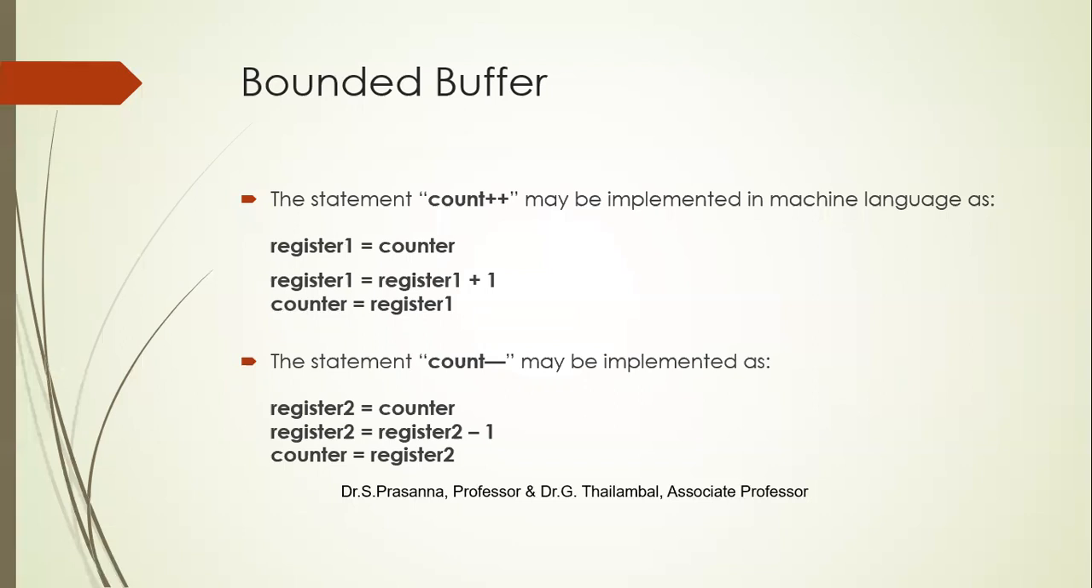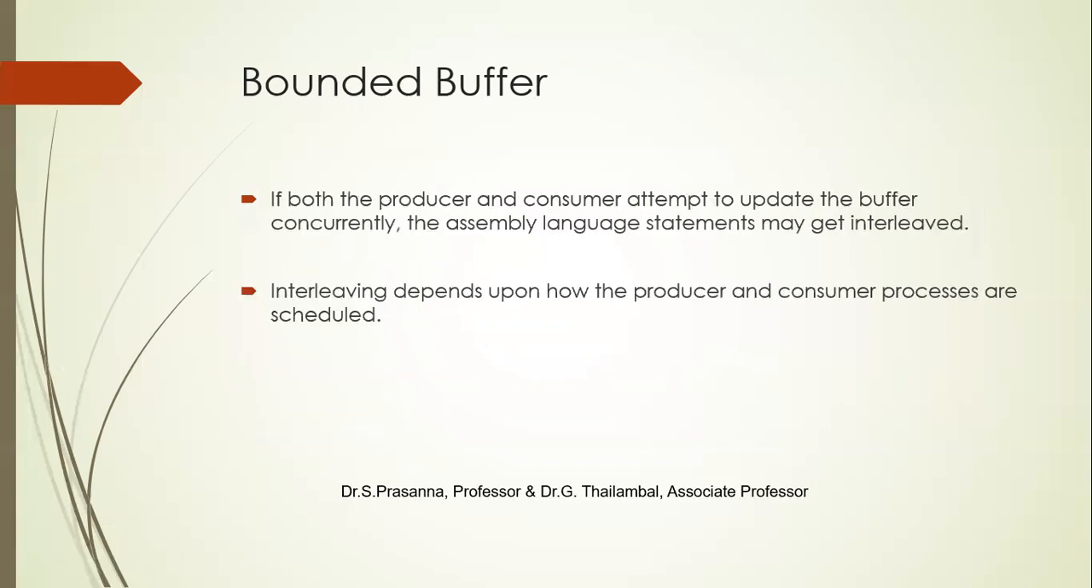And for the statement counter minus minus, register 2 will have the counter value for the consumer. Whenever one item is consumed, the register needs to move to the previous register, the pointer of the register moves to the previous register. That's why we decrement the register, and the current register value is stored in the counter variable.